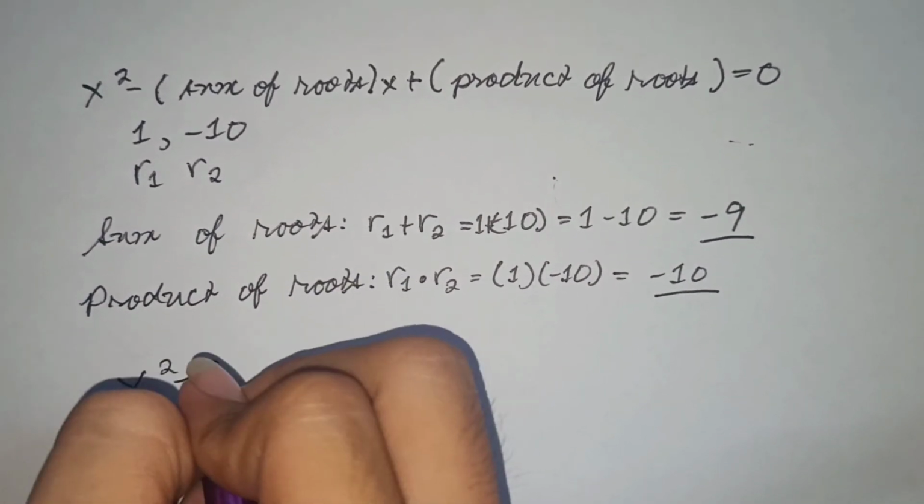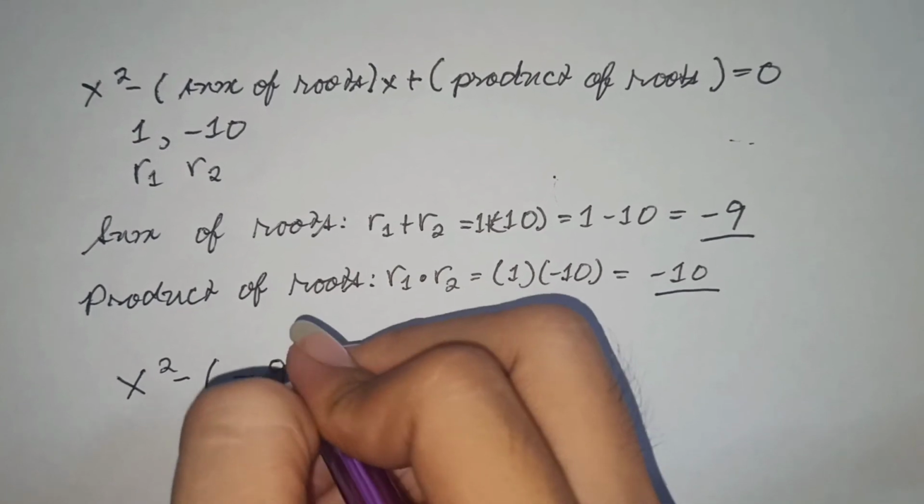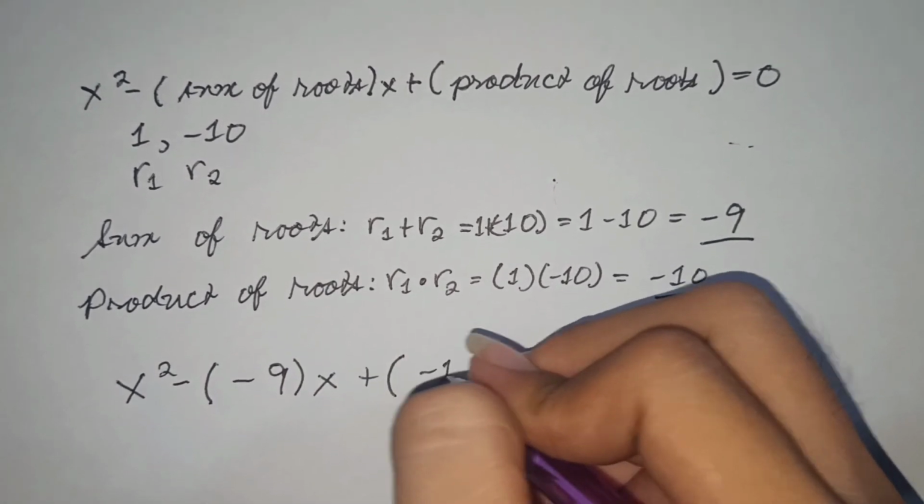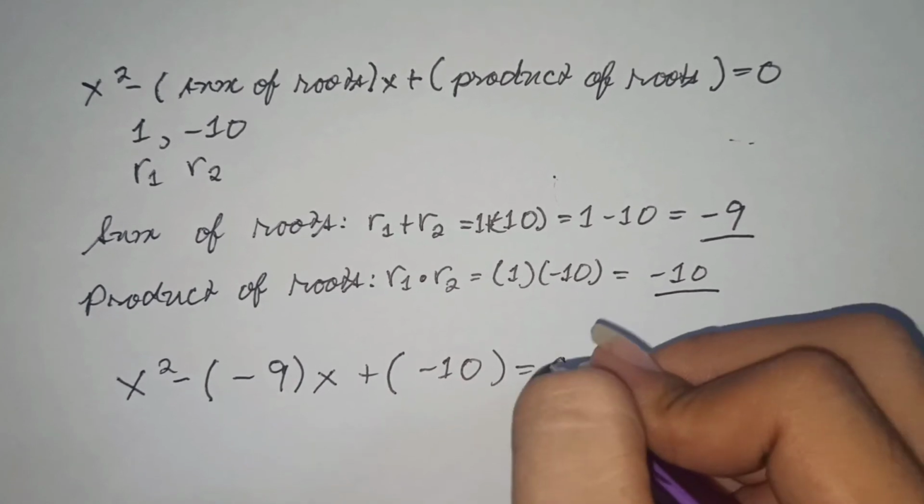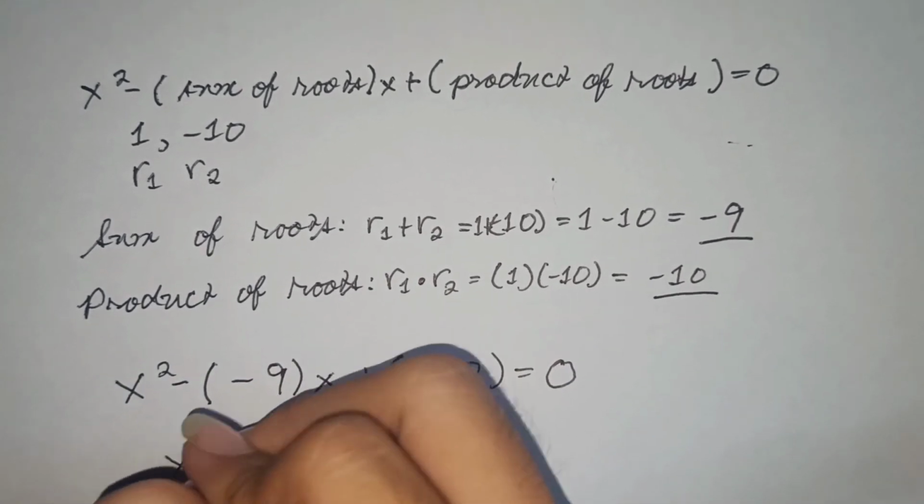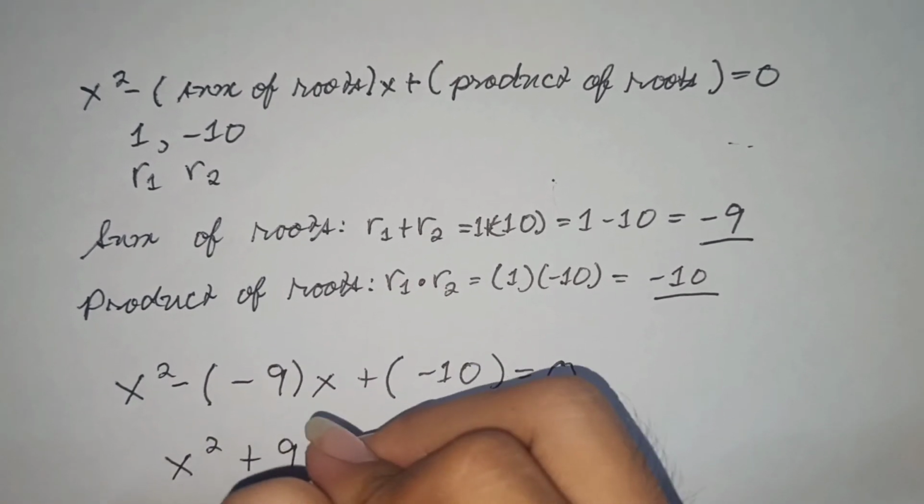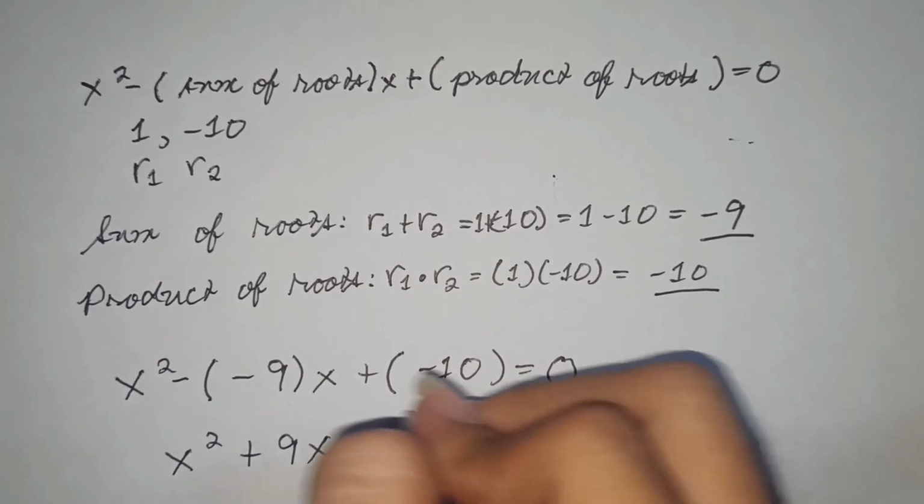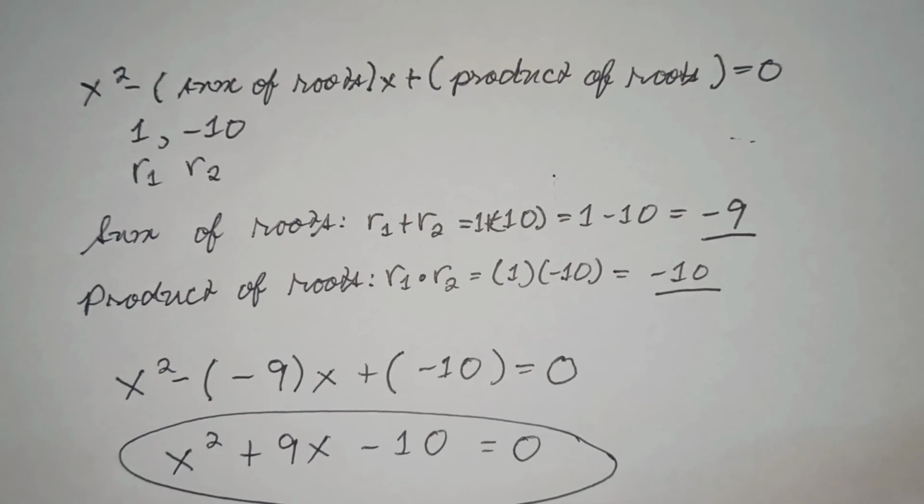Now it's time to substitute the sum and product to the given pattern. So we have x squared minus negative 9 times x plus negative 10 equals 0. Simplify. We have x squared. Negative times negative is positive. So plus 9x. Then positive times negative is negative. So negative 10.